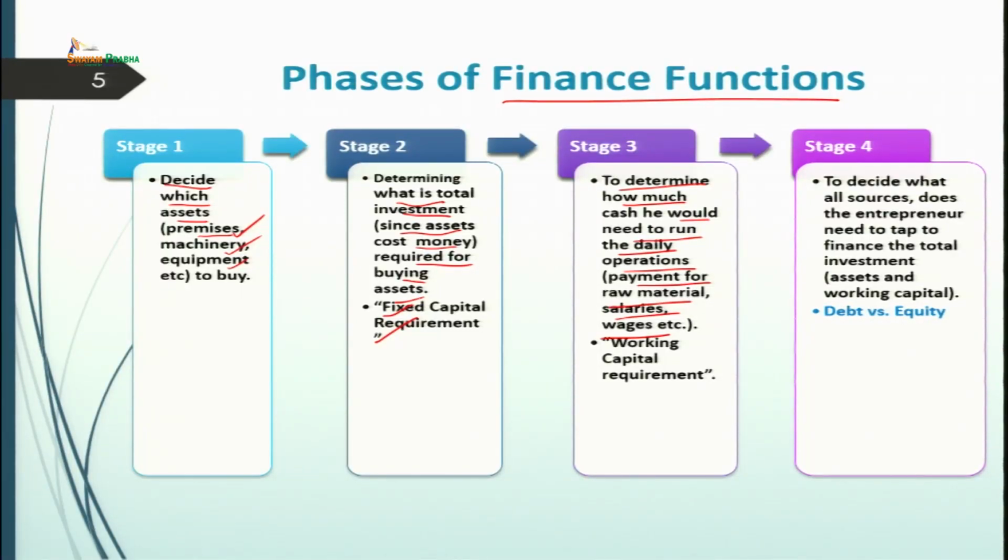Then the next stage comes: decide what sources the entrepreneur needs to tap for the finance, the total investment, assets and the working capital. That means your fixed capital requirement and working capital requirement are there. You have a fair idea that this many crores of money I need for buying the machinery and for managing my work during the absence of production, because my workers will be trained to cope with the new machinery. So you have a fair idea of how many crores of money I need. Then you are going to question yourself whether I should go for debt money or for equity.